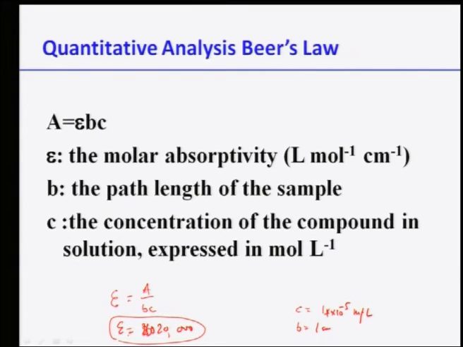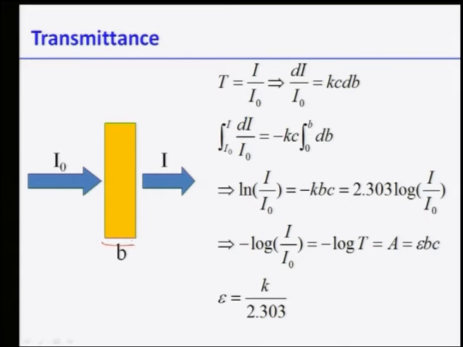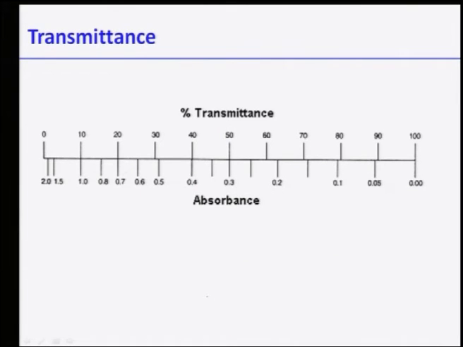By knowing this epsilon, we can quantify the different kinds of absorption behavior by the molecules, and it can also be formulated this way. Suppose I0 is the initial intensity of the radiation, B is the path length, and I is the final intensity coming out. Then I by I0 is related to kC by B, where k is a constant, and the epsilon, the molecular absorptivity, can be written as k by 2.303, which comes from the log. Transmission can vary from 0 to 100%, and the opposite is absorption. So one can get an idea.